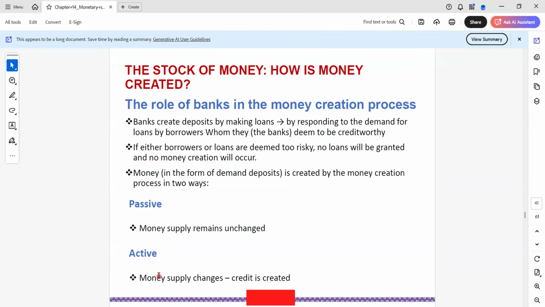So when you have now deposited your money at the bank, credit can be created. The supply of money will increase because more money is there with the commercial banks. So now they have more money to lend out to people, right?